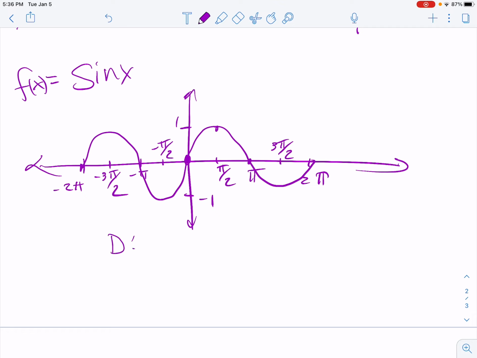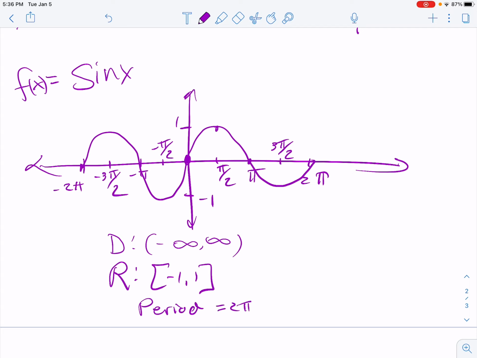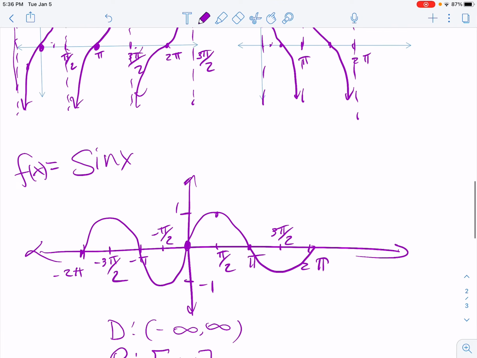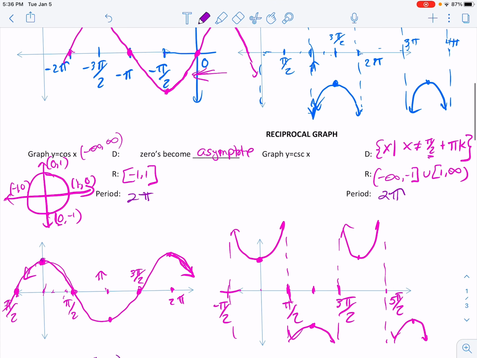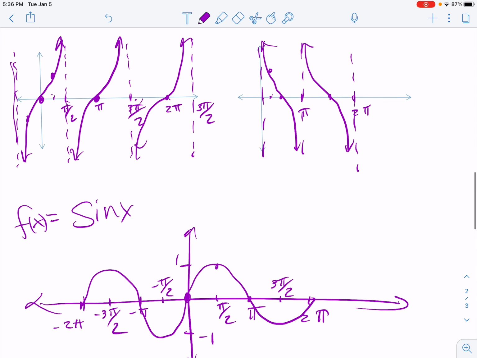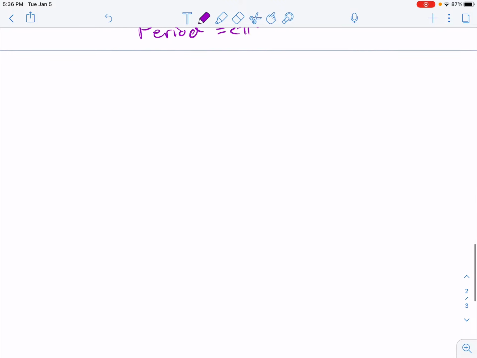Domain, all reals. Range, negative 1 to 1. Period, 2 pi. Okay? You got to get good at it. Draw them that fast. This is fun stuff. Alrighty? Alright, all I have for you on graph and asymptotes. Oh, no, that's not all I have. Alright, one more thing. It was too hard up there.